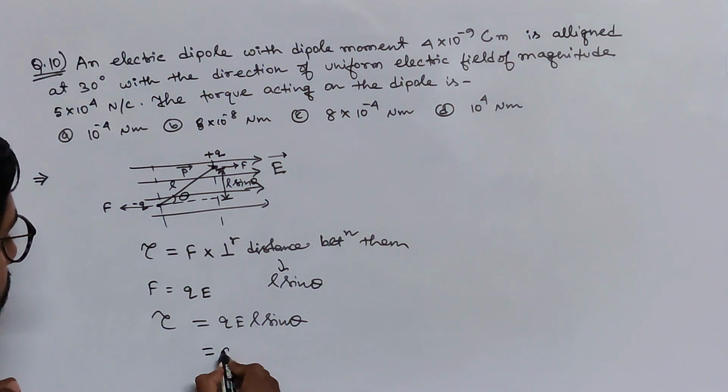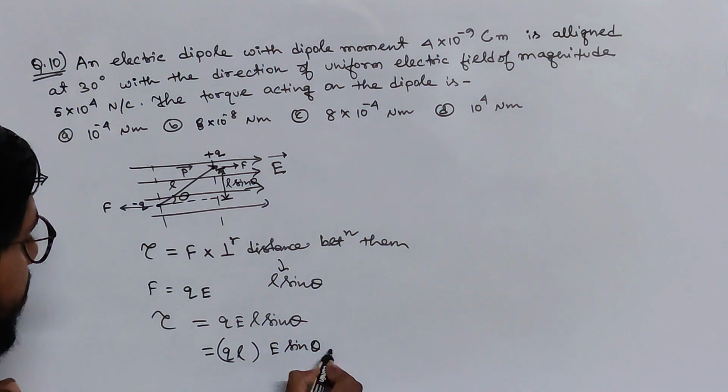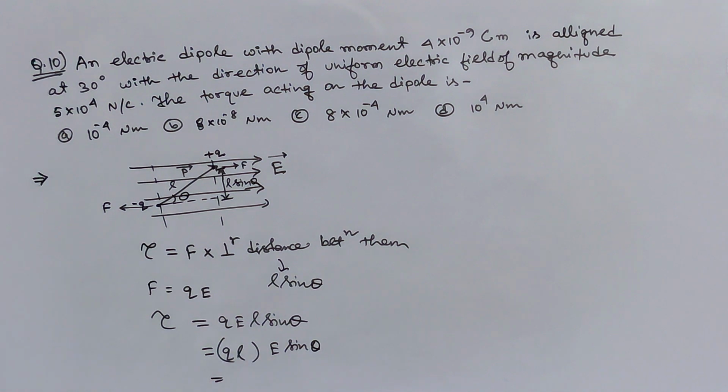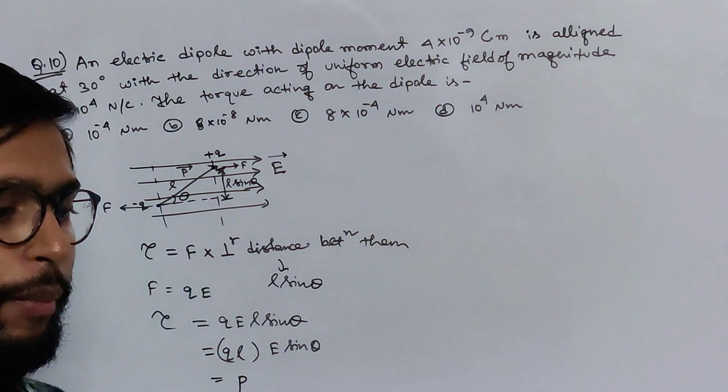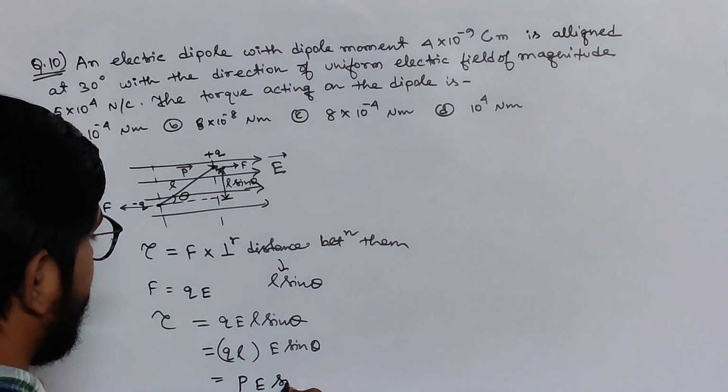Now we can write Q into L separately and E sin theta separately. Now what is Q into L? Q into L is nothing but the electric dipole moment P, because this is the magnitude of either of the charges and the distance between these two charges, and this is nothing but the electric dipole moment. So it will be PE sin theta.